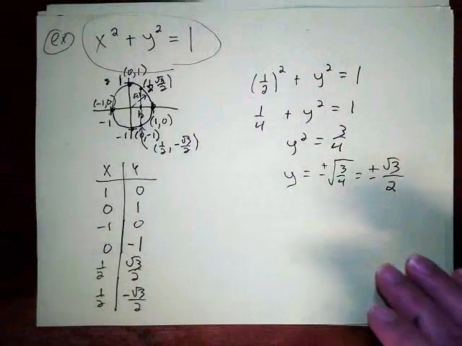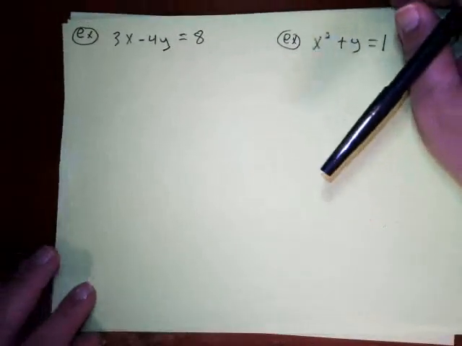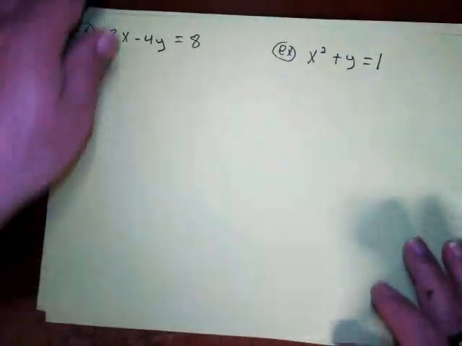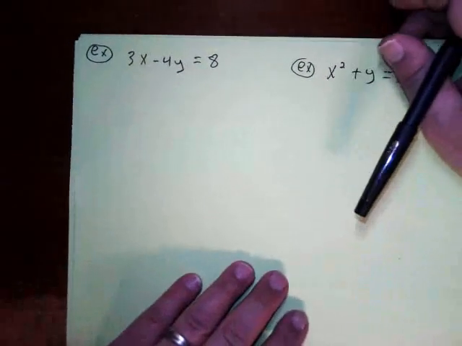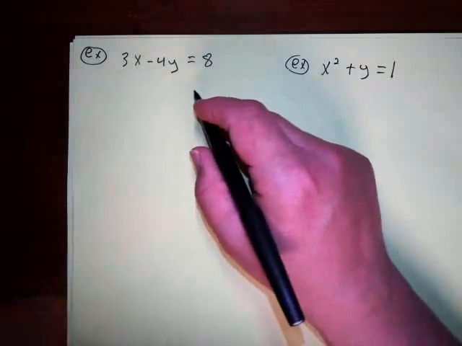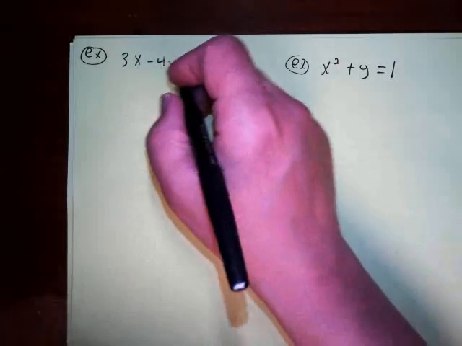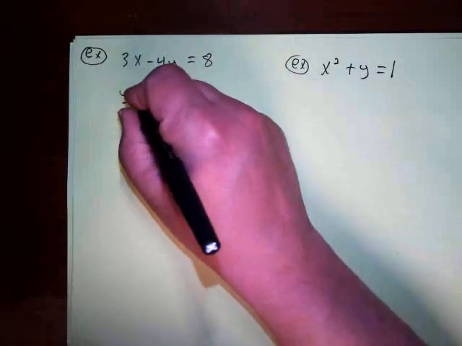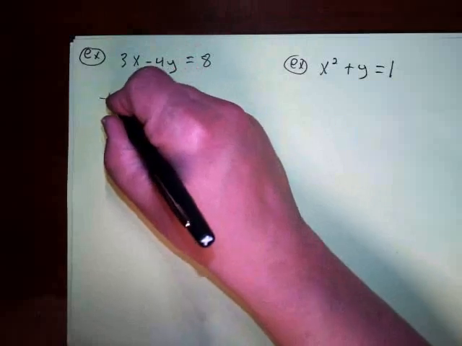Now I have a couple others, and this also will hopefully help you review a few of your concepts. These are other relationships, equations representing the relationship. This is actually a line, if you remember. What I like to do is solve it for y, and I'm going to do it in a couple steps.